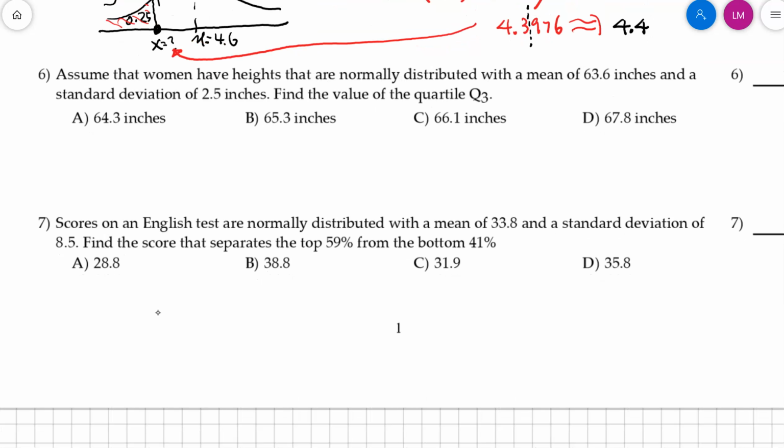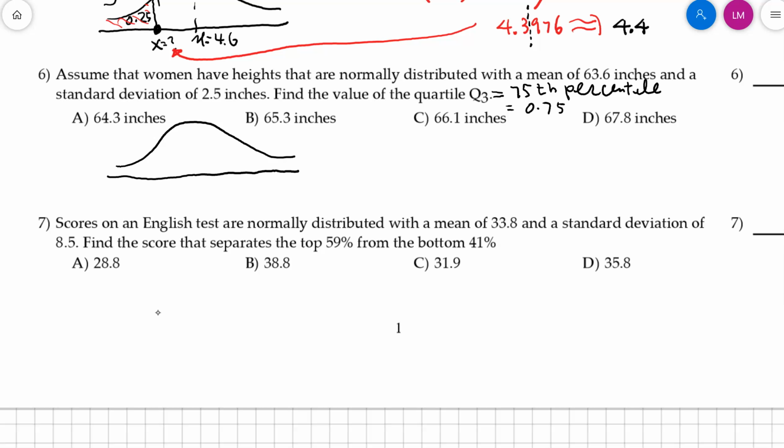Assume that women have heights that are normally distributed with a mean of 63.6 inches and a standard deviation of 2.5. Find the value of Q3. What's another name for Q3? 75th percentile. That is like 0.75.